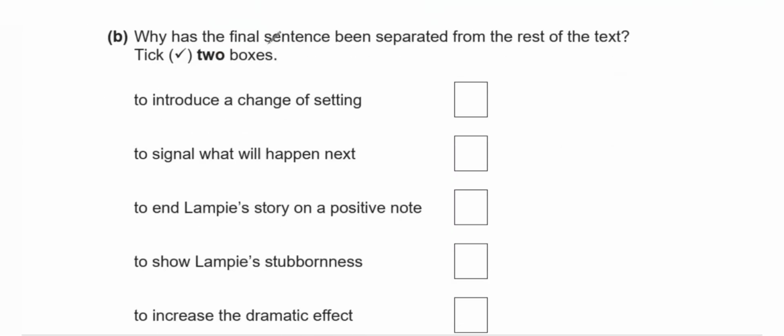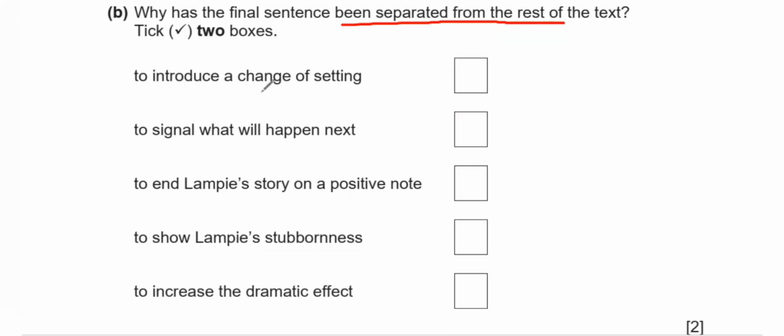B. Why has the final sentence been separated from the rest of the text? Let's see. Introduce a change of setting, different place or time. Think of what happened next, like to give you a hint about what's coming up, or to end the story in something positive, to show his stubbornness, or to increase the dramatic effect. How many boxes should I tick? 2 boxes.